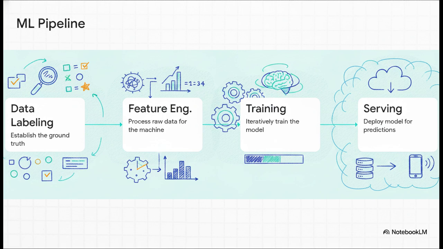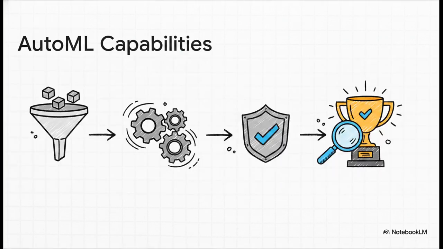And finally, Step 4 is serving. This is where we deploy the model out into the real world so your app can send requests and get instant predictions right back. Now, if managing that entire pipeline sounds like weeks of manual, tedious work, well, it used to be. But enter Azure Automated Machine Learning, or AutoML. This tool is a total game changer because it massively accelerates the whole process.